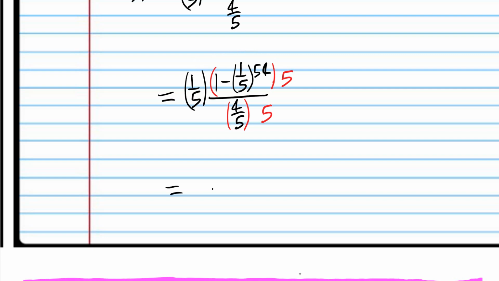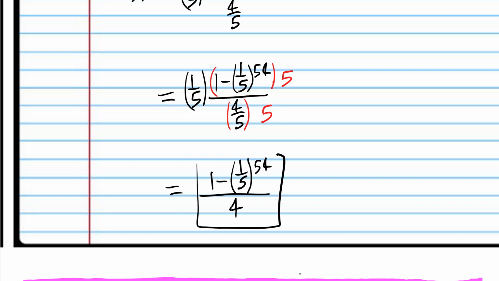Again, there's a lot of different ways to do this. And this 5 cancels out that 5. You're left with 4. And there you go. That's the answer.